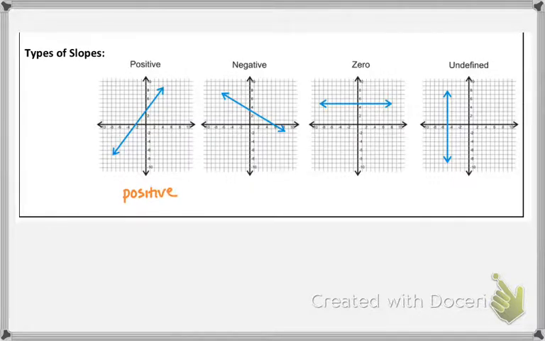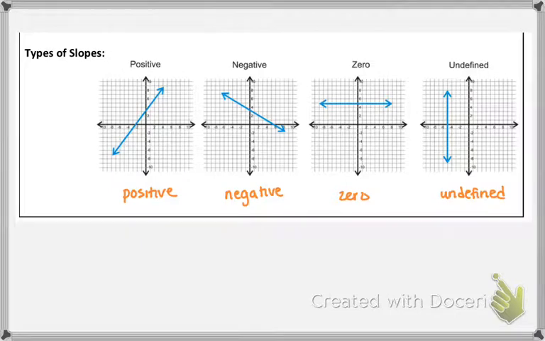If it goes down from left to right, we have negative slope. If it's a horizontal line, think of flat ground. Remember, we talk about slope as steepness as well. When it's a flat line, it has a slope of 0. And when it's a vertical line, it has a slope of undefined, and it's also written on the top.